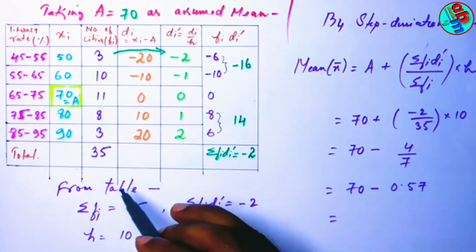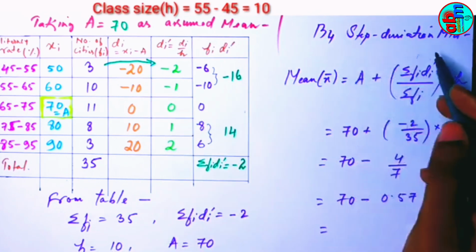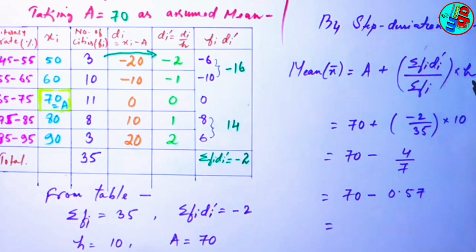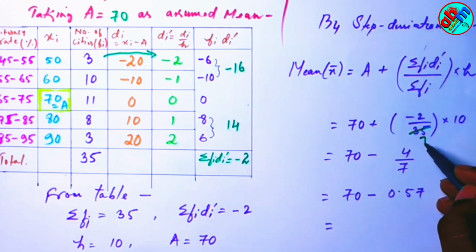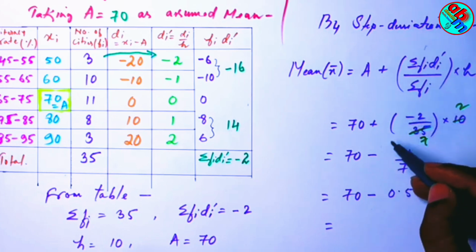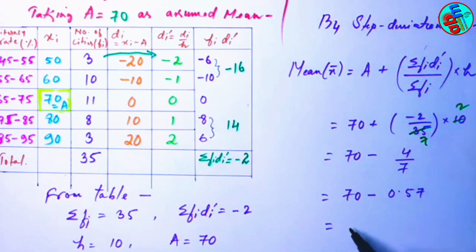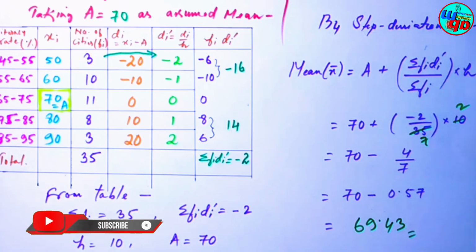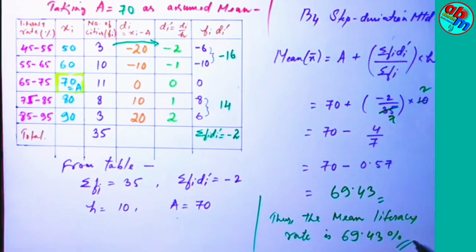So from the table we have summation fi is 35, summation fi di dash is minus 2, h is 10, and a is our 70. So by the step deviation method, we have mean as a plus summation fi di dash by summation fi, into h. We put the values here: 70 plus minus 2 by 35, into 10. So 5 sevens are 35, 5 twos are 10, so 2 into 2 is 4, which gives minus 4 by 7, which after dividing we get 0.57. So after subtracting we have 69.43, which is our answer. Therefore the mean literacy rate is 69.43%. So this is our answer.